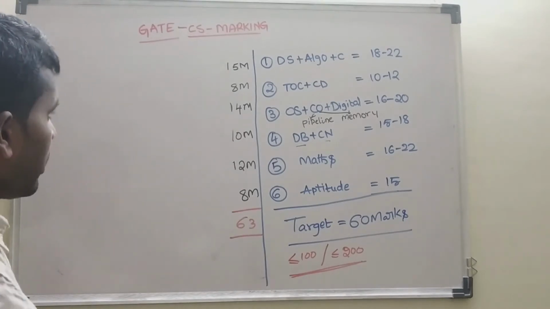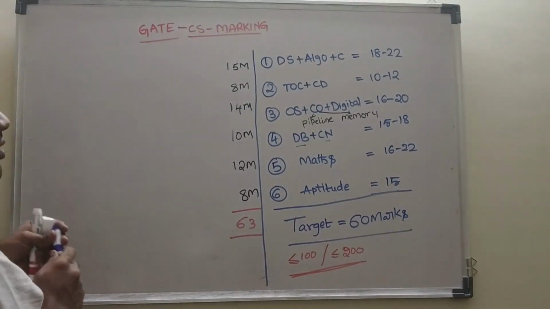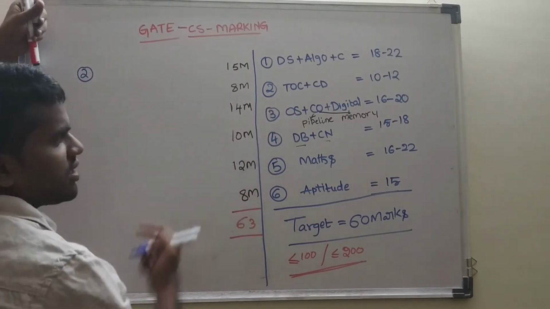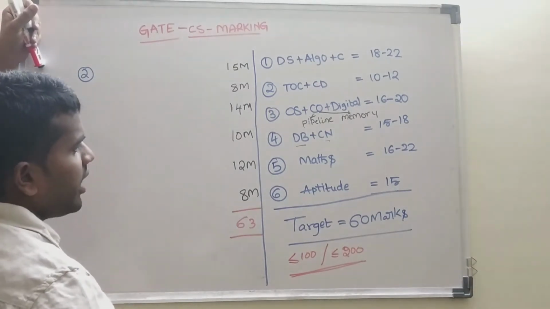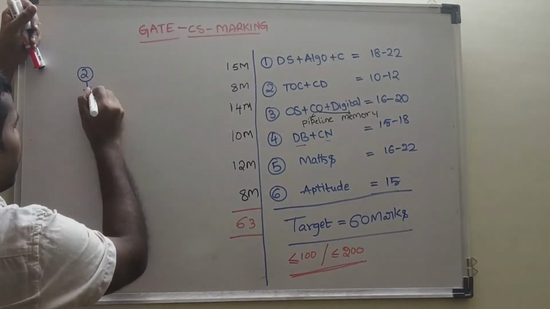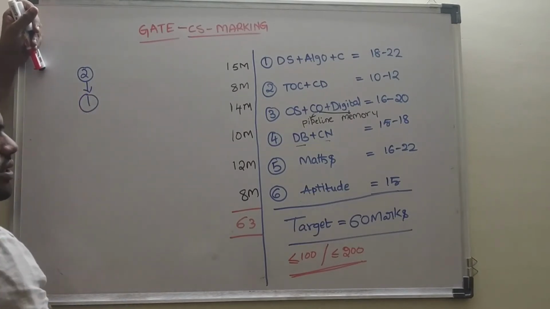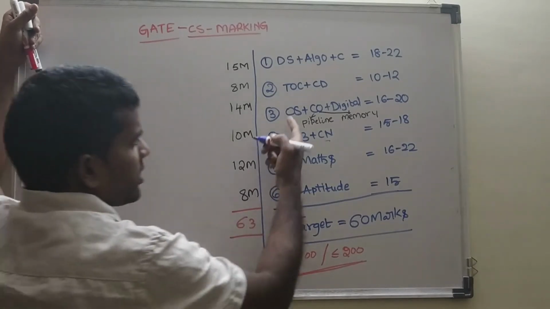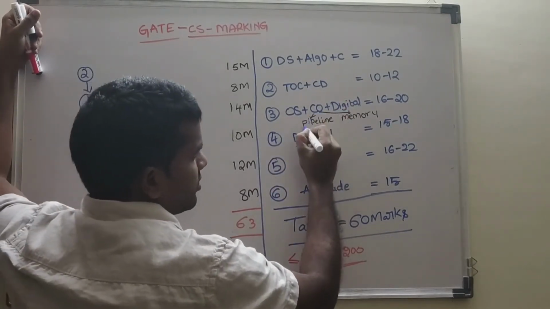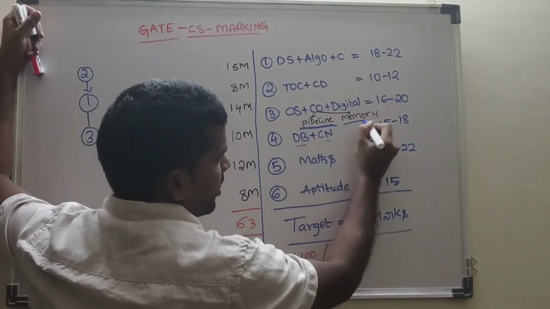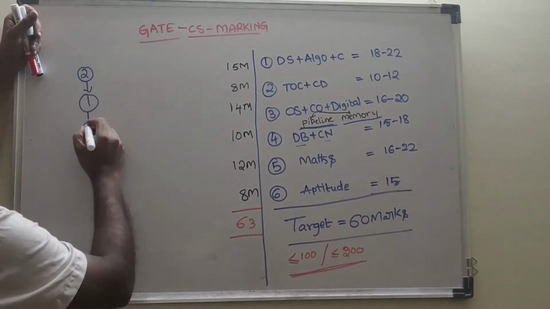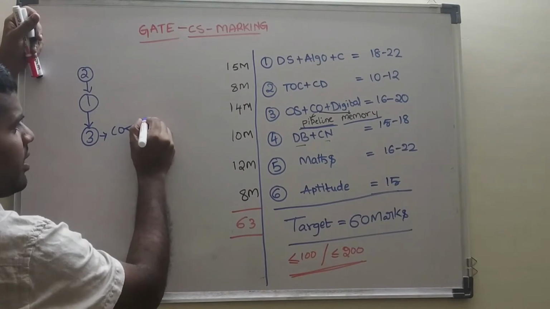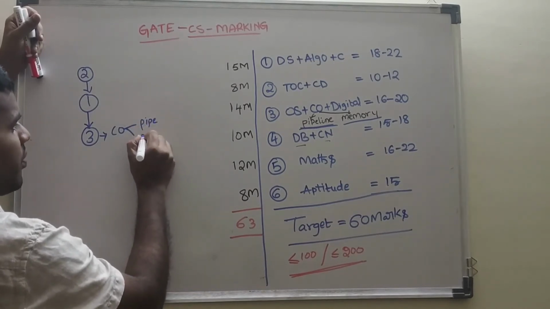So I can say one thing. I will give the order. Which one is the easiest subject? Order number 2 is the easiest one. And with that, number 1 is the other easy subject. Then I can say 3. In 3, OS and digital are easy. In 3, you have to see only pipeline and memory, CO. In CO, you have to see only 2 concepts, pipeline and memory.